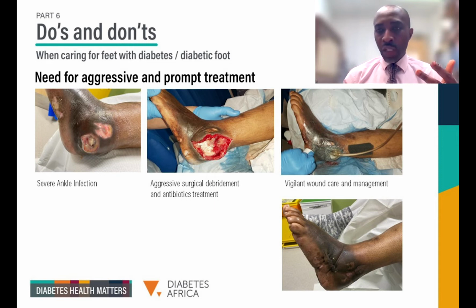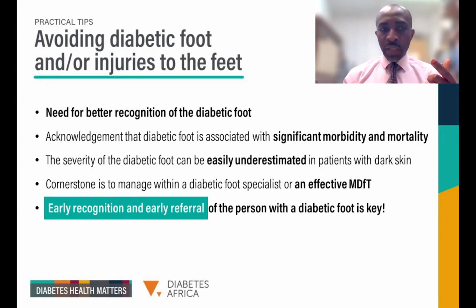As we know, it's associated with significant mortality. But the main cornerstone is the need for a better recognition of what the diabetic foot is. We need to acknowledge that the diabetic foot is associated with significant morbidity and mortality. Mobility and social life are affected, it is associated with other diseases and high mortality. And the severity of the diabetic foot can be easily underestimated in patients with diabetes, as well as in patients with dark skin. And the cornerstone to managing the diabetic foot is referring to the specialist.